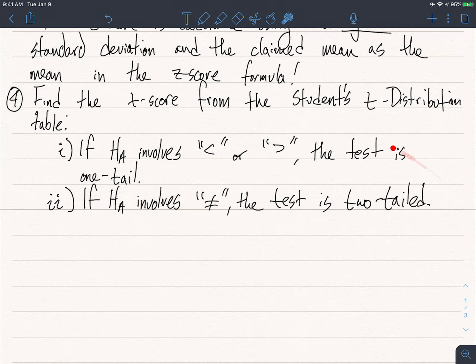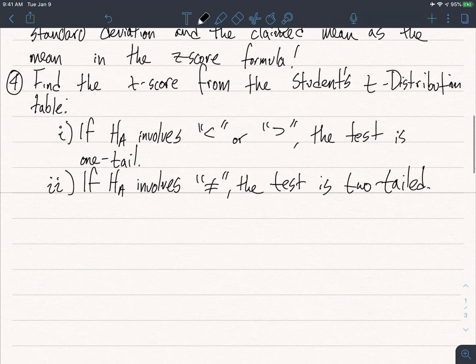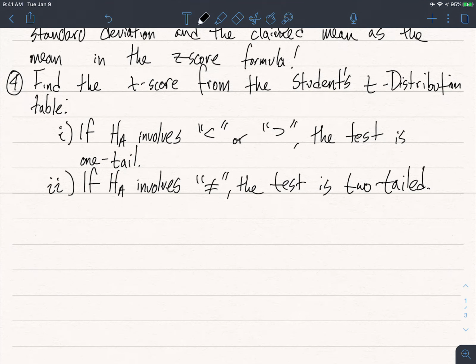Whereas in hypothesis testing, you get a choice. If you're doing less than or greater than, use one tail. If it's not equal to, it's two-tailed. So going back to that T-chart, which is new, keep in mind that is on Blackboard for you to use, and it's also in the back of the book.